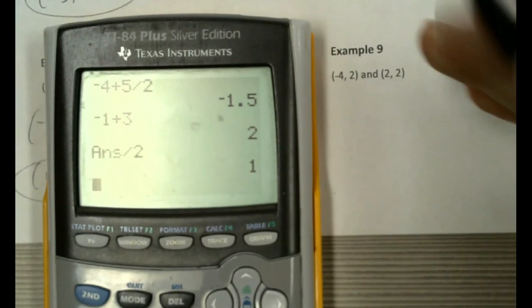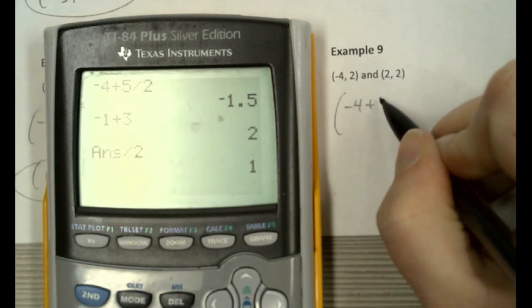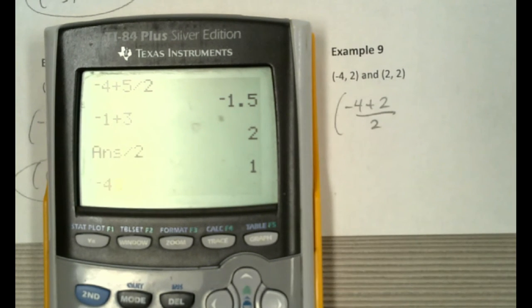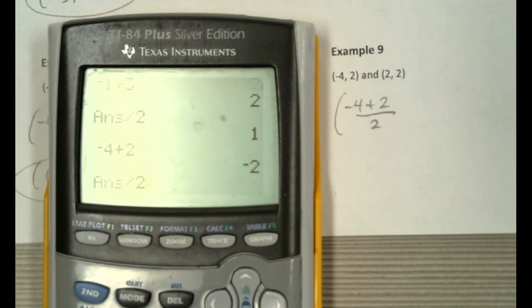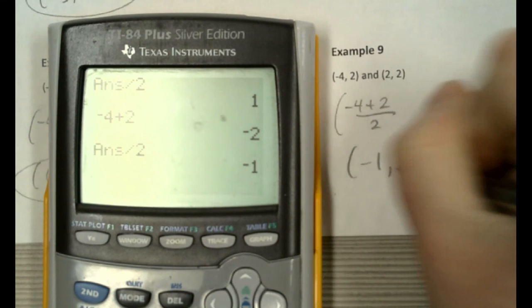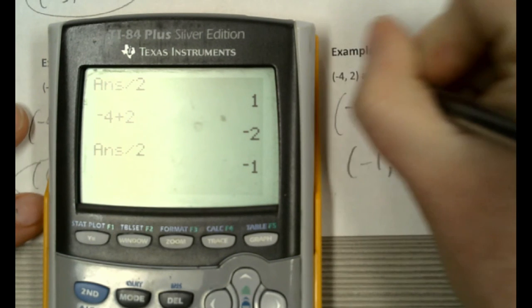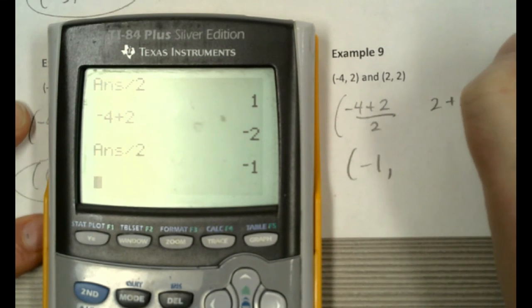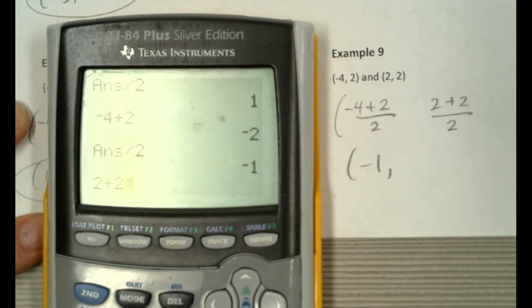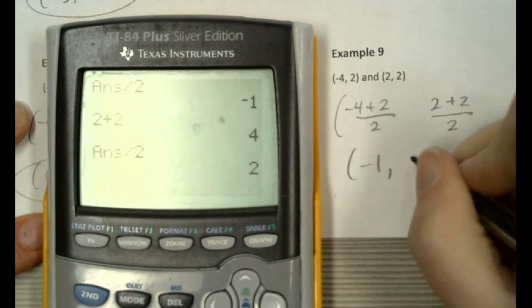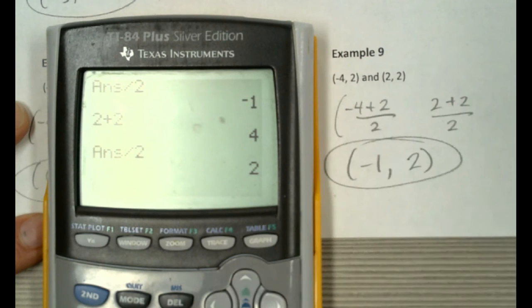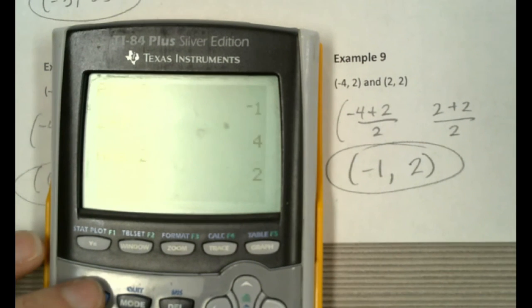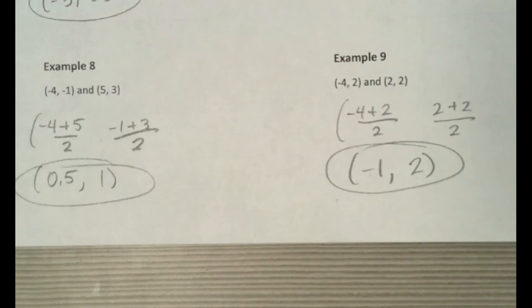Okay, example 9 real quick. We're going to do -4 plus 2. That is my x's. Divided by 2. So I get -1. And then I'm going to do my y's, and those are 2 plus 2 divided by 2. And we get 2. And there you go.